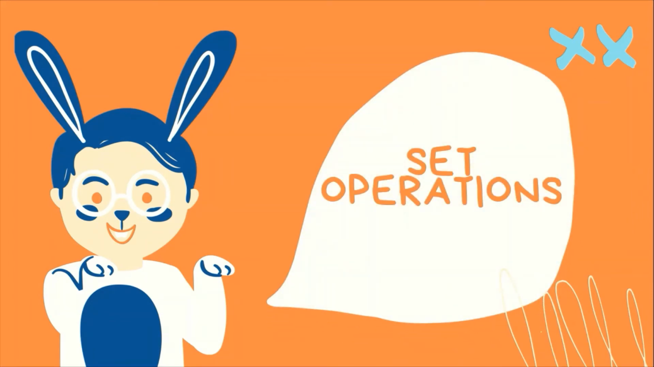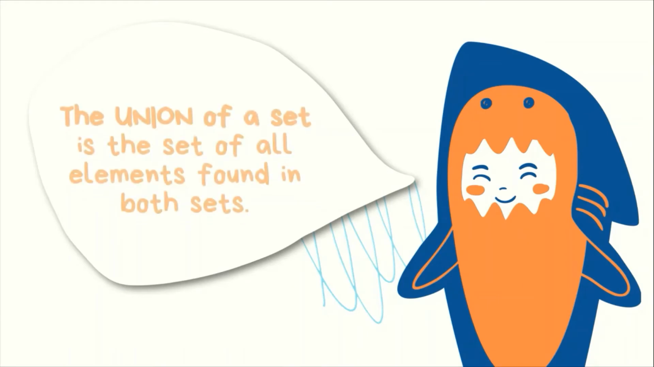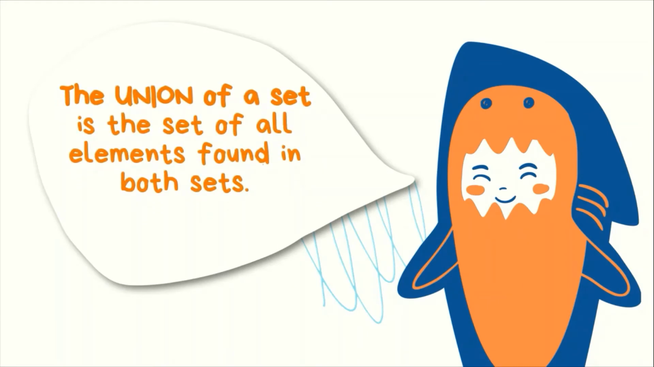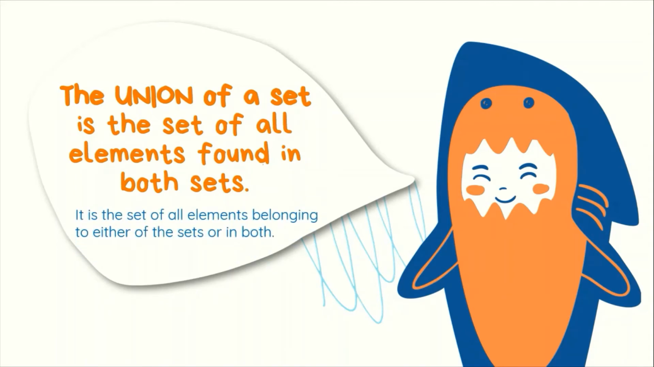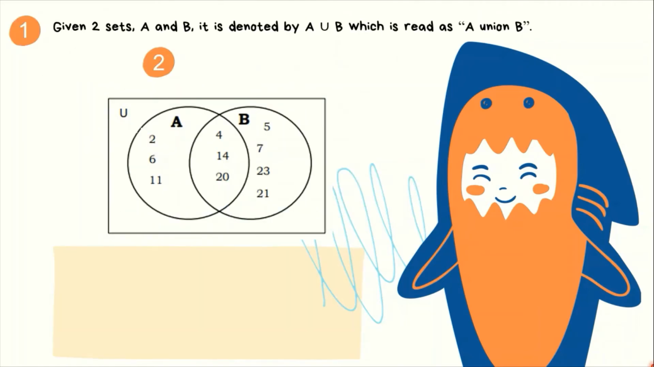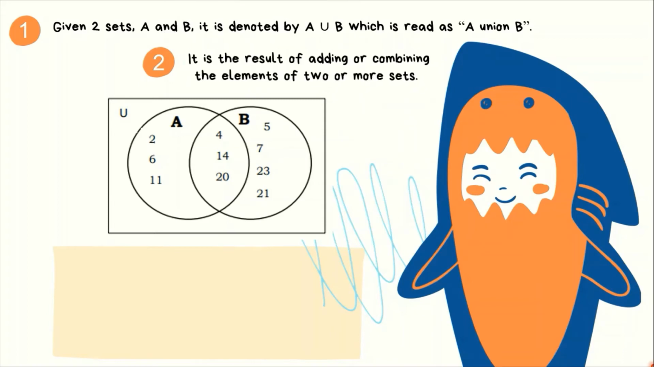Let's now focus on set operations. First one, the union of a set is the set of all elements found in both sets. It is the set of elements belonging to either of the sets or in both. Given two sets A and B, it is denoted by A∪B. This is the symbol of union, para siyang letter U, which is read as union. So A∪B is actually read as union of A and B or A union B. It is the result of adding or combining the elements of 2 or more sets.